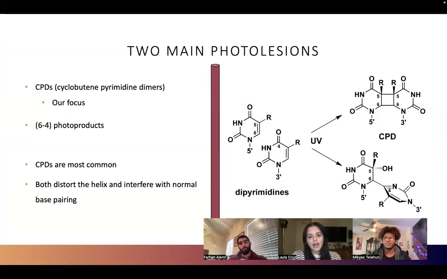So there are two main types of these photolesions, one being CPDs, which stands for cyclobutane pyrimidine dimers, and 6,4 photoproducts, which stands for pyrimidine 6,4 pyrimidone adducts. Out of these, CPDs are most common, but they both distort the helix and interfere with normal base pairing, which then disrupts transcription.